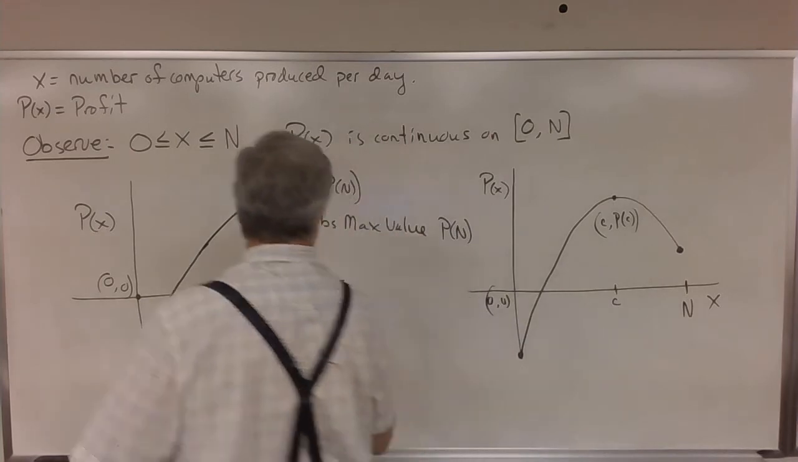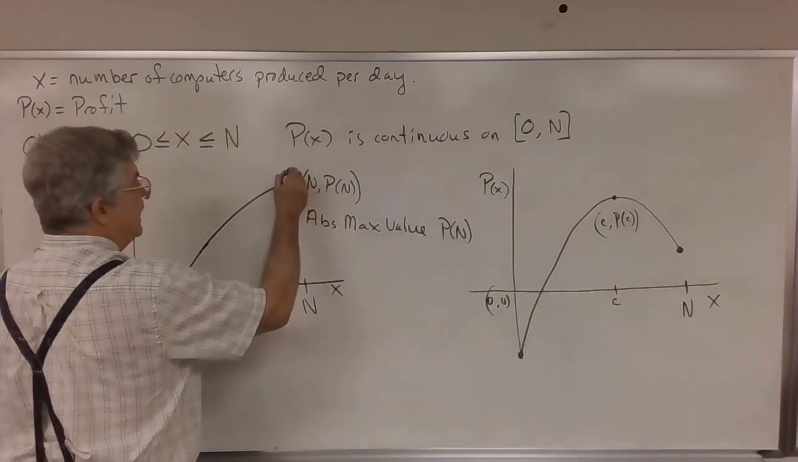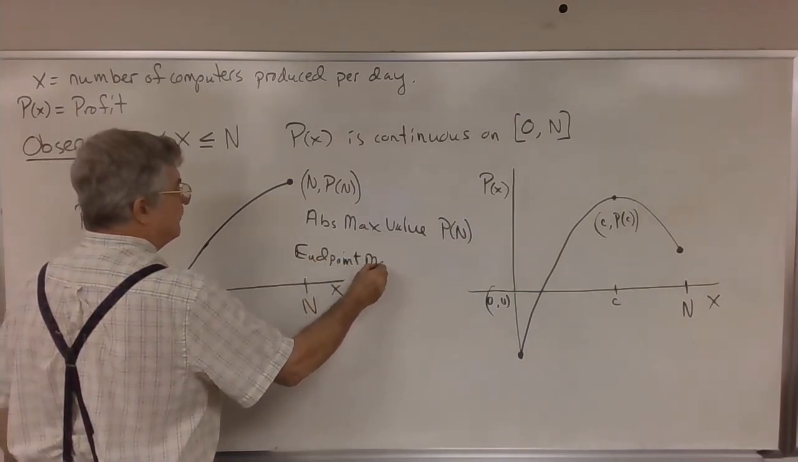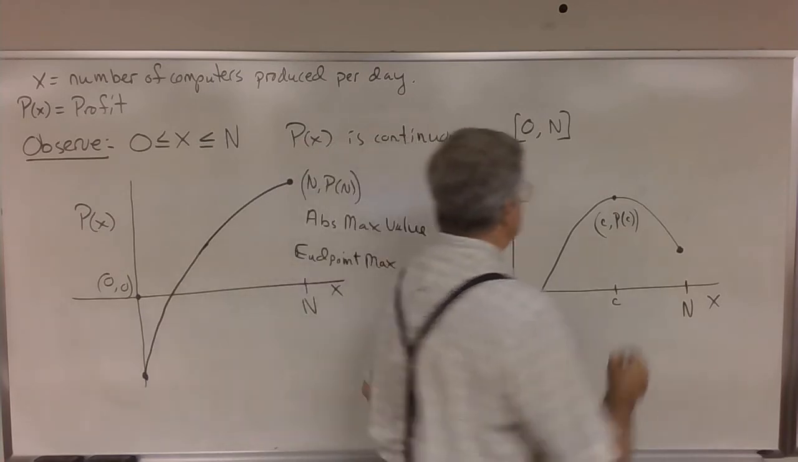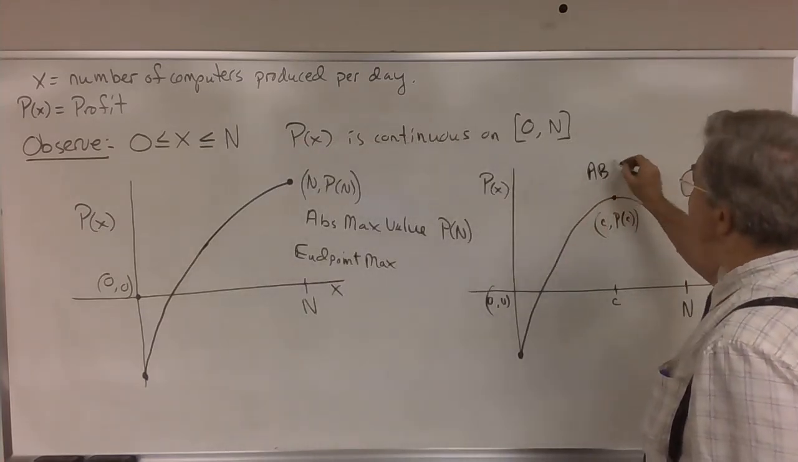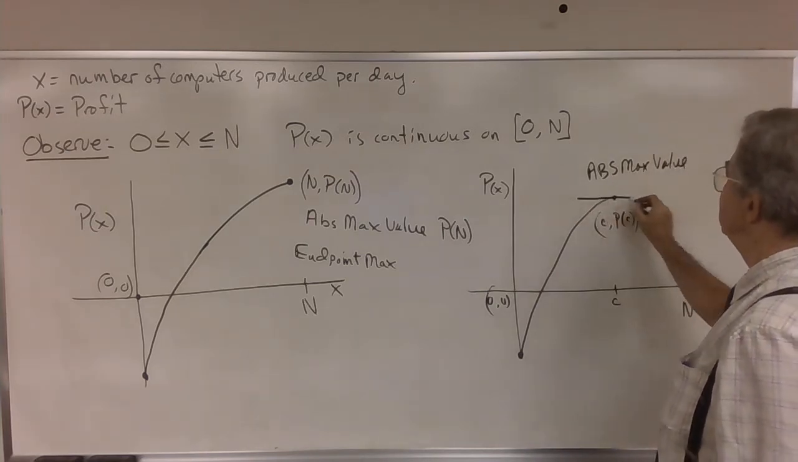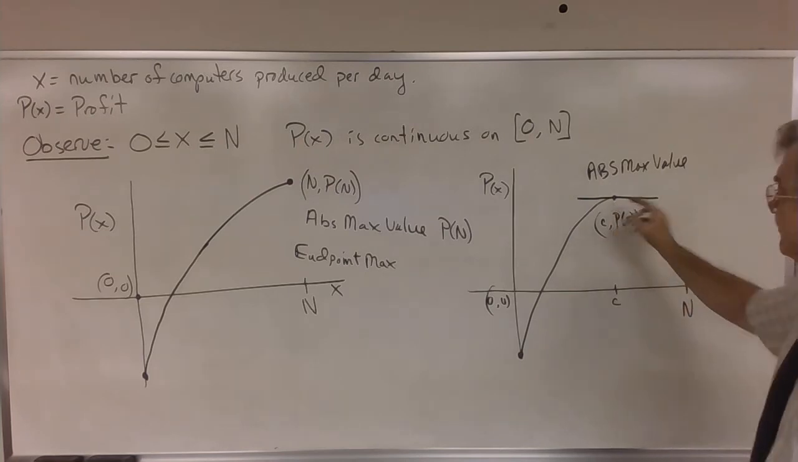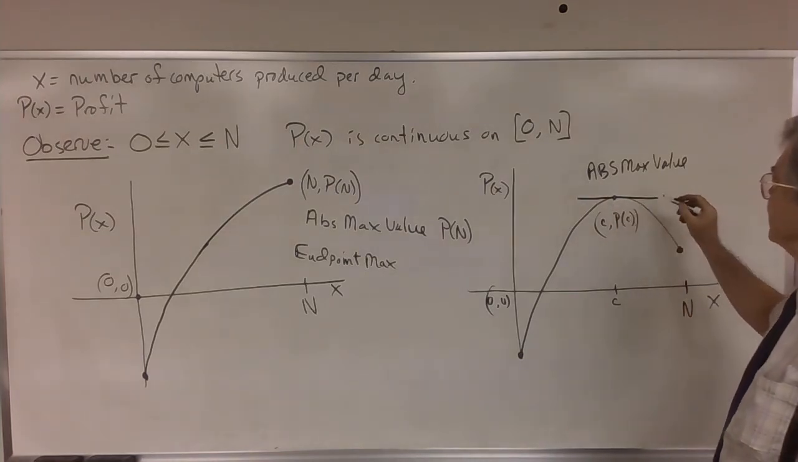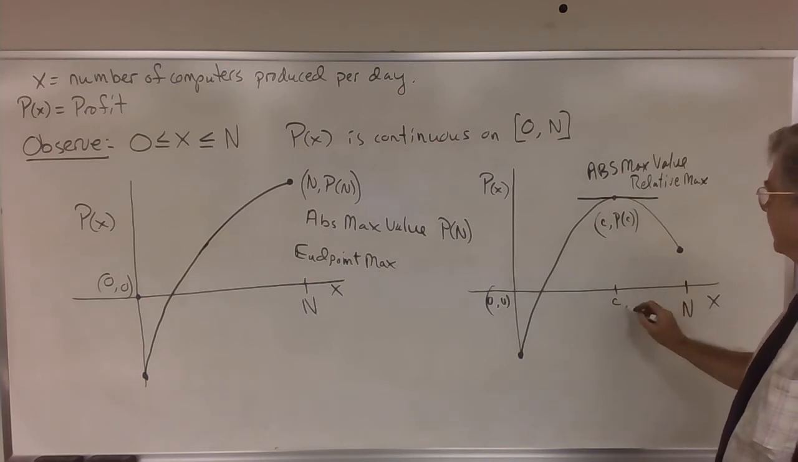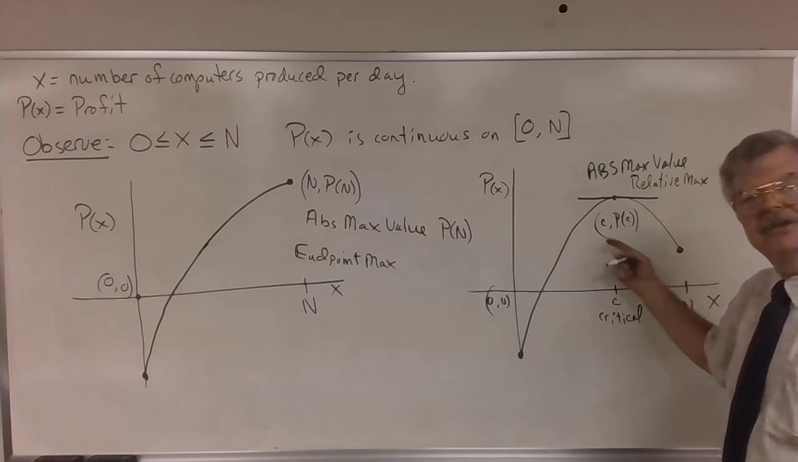Now here we have the absolute maximum value, and it's an endpoint max. Over here, I have the absolute max value. And note, the slope of the tangent is 0, so X equals C is a critical number. This is a relative max. And C is a critical number. These are the two scenarios.